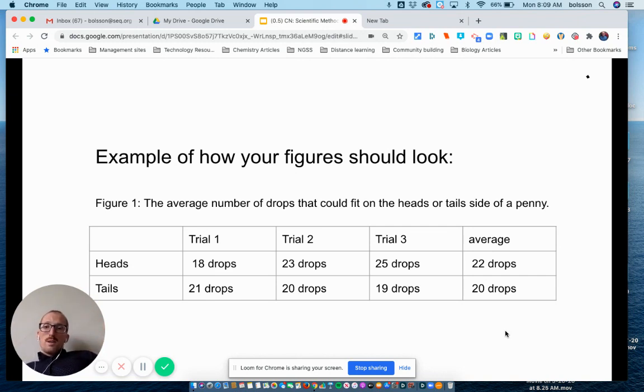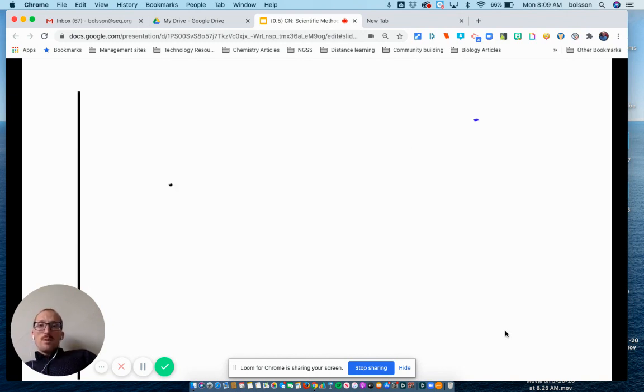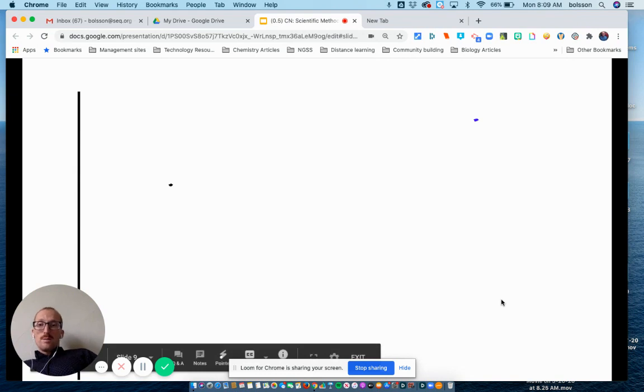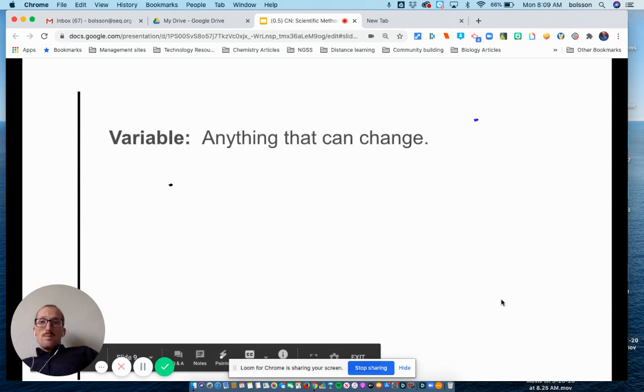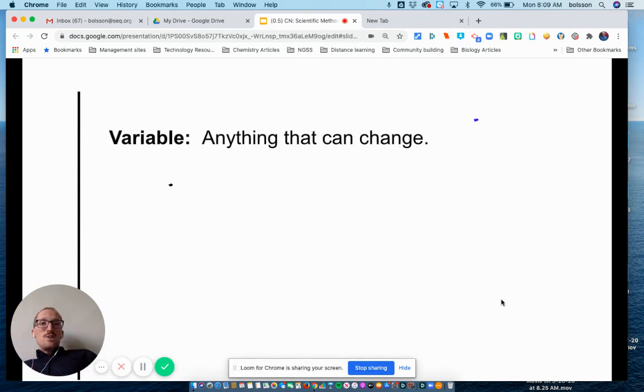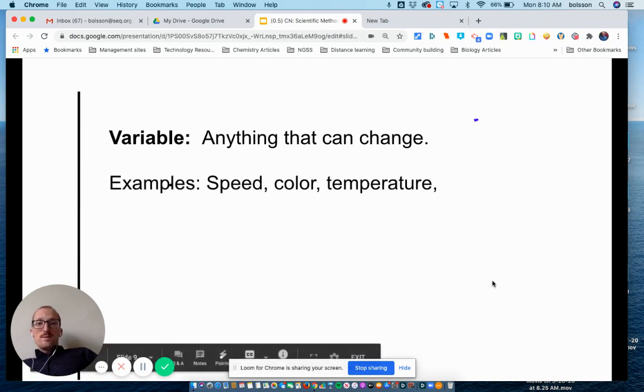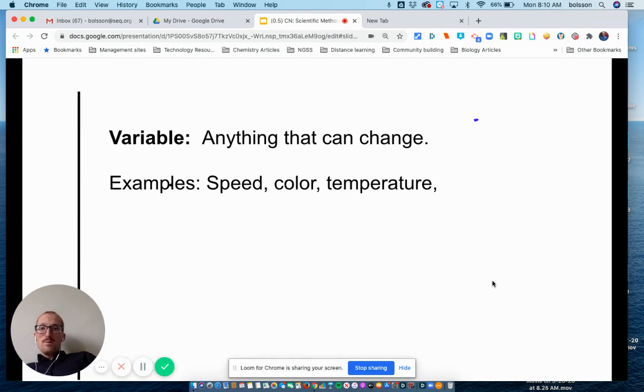So there's one more thing I wanted to teach you before we go, and that is something about variables, okay? So we're looking at variables in this experiment, and there's a lot of variables. But there are two different kinds of variables that we talk about in an experiment. A variable, again, is anything that can change, okay? So for example, the speed of something, the color of something, the temperature of something, all of those things are variables, right?